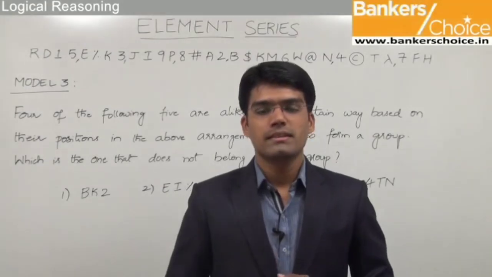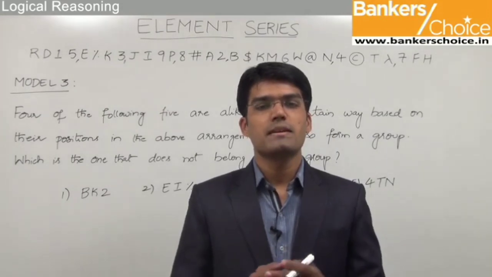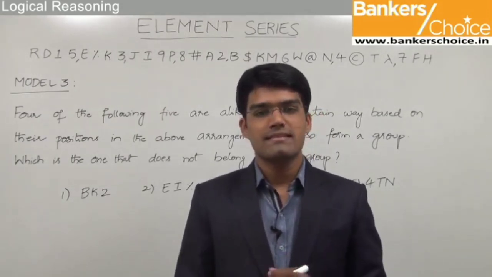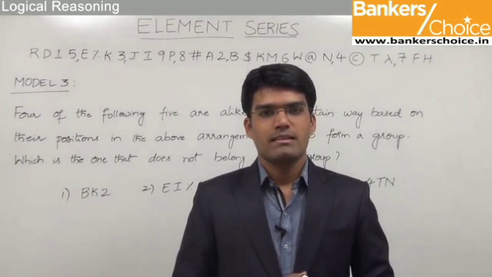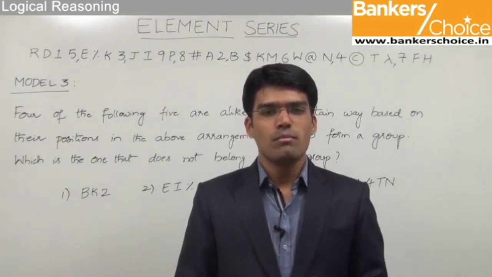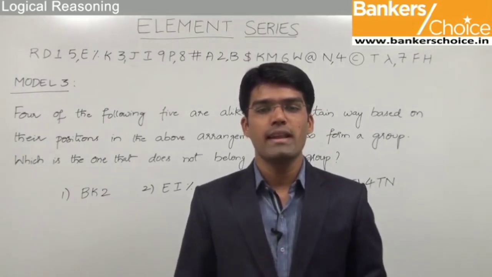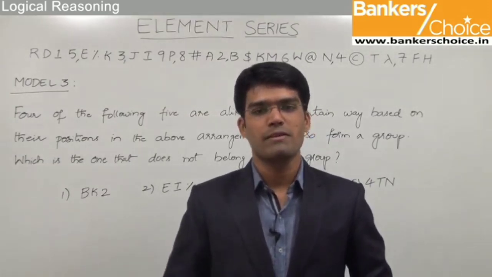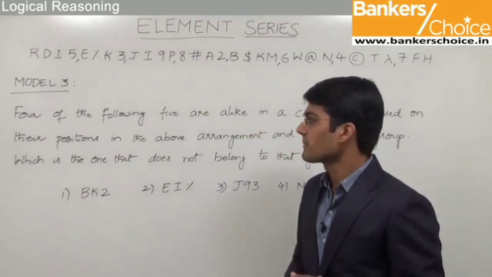Let us now take the third model from element series, where we are supposed to find out the wrong set of elements from the given various sets of elements. This is similar to model 2, but the difference here is we are not finding out the missing triplet. Instead, we have to find out the wrong triplet of elements. Let us look at the question here.